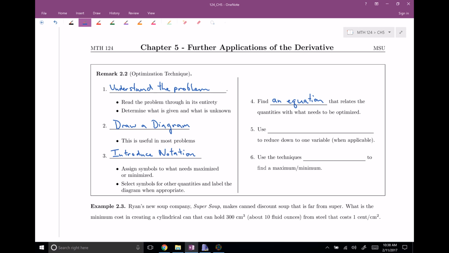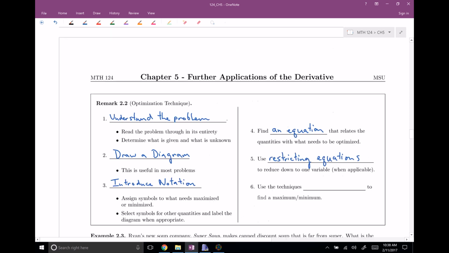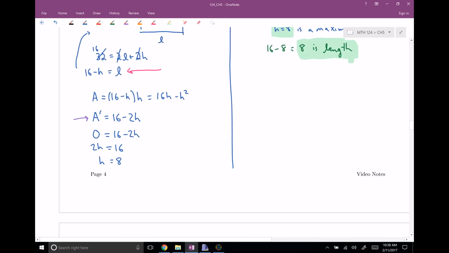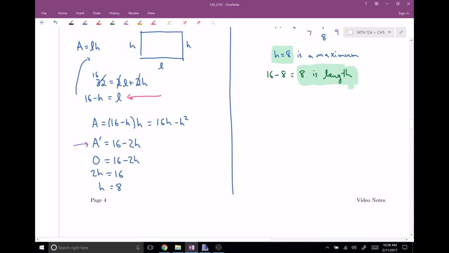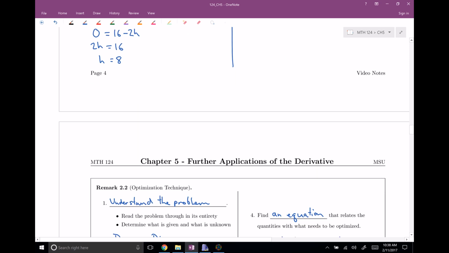The next one, use restricting equations to reduce down to one variable. That was the fact about perimeter. Up here we knew that the perimeter was going to be 32, that we had 32 feet of wood, and the wood was actually building the perimeter of this object. So it's a lot of interpretation.